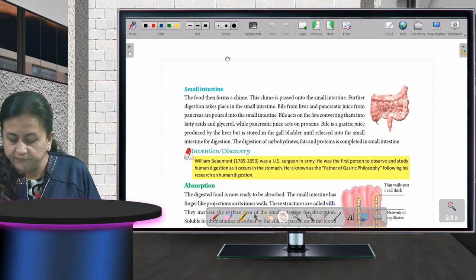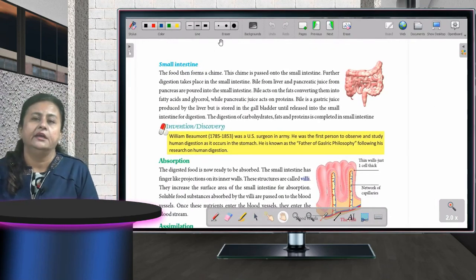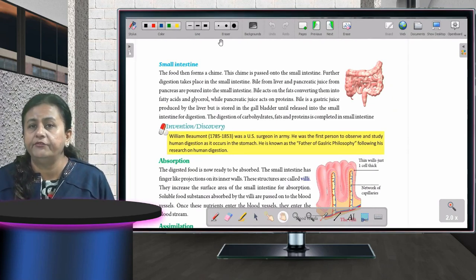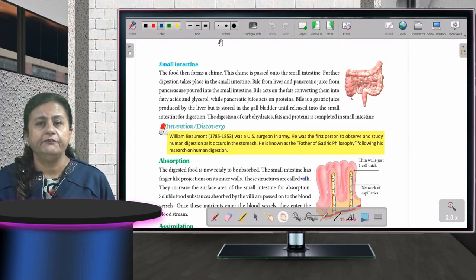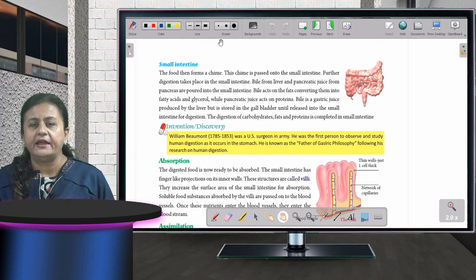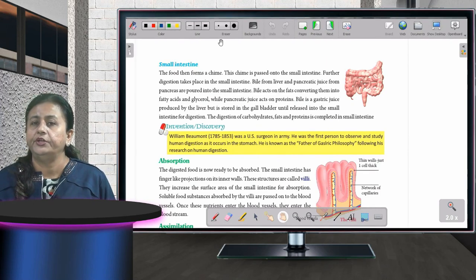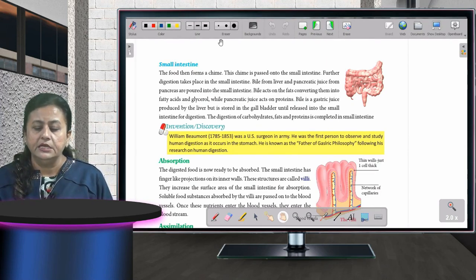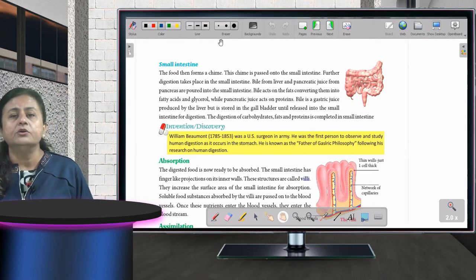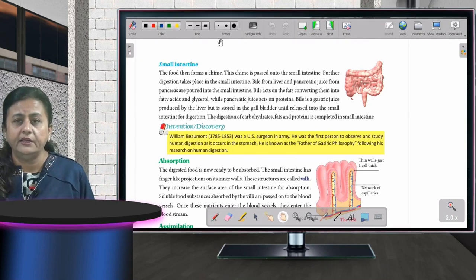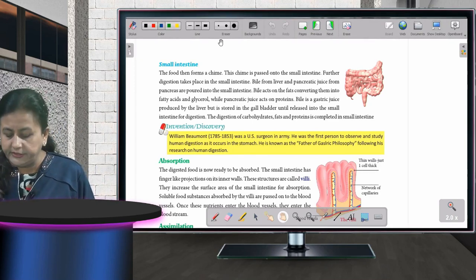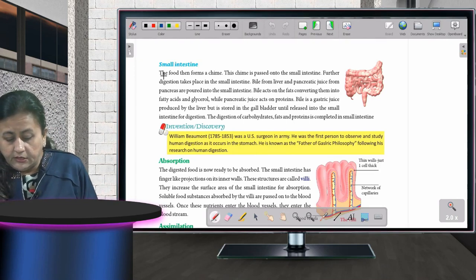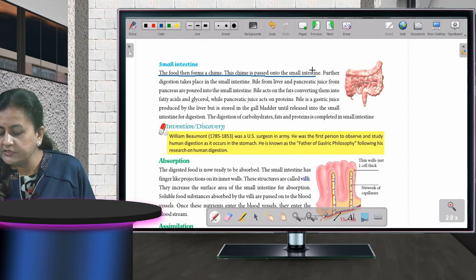You all can see small intestine. After this, the food is entering into the small intestine. First it was in the mouth, then esophagus, then stomach, and after that it is entering into the small intestine. Here, this is the most important part. Okay, everything is happening in the small intestine. Now, the food then forms a chyme. This chyme is passed into the small intestine. Further digestion takes place in the small intestine.